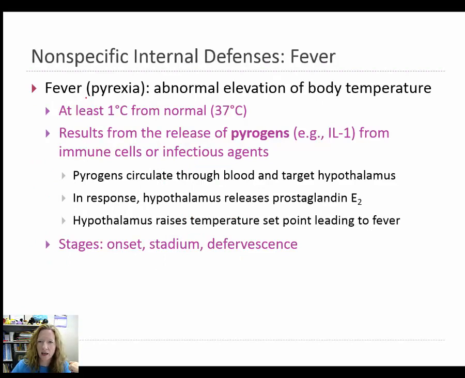So let's finish off by talking about what fever is. Fever, or pyrexia, that's another term for it, the fancy science word for it, right? Is any kind of abnormal elevation of body temperature that is at least 1 degree from normal. The reason why this occurs is because of an interleukin. This IL that you see is interleukin. Interleukin 1 or interleukin 6. So these are going to be the type of pyrogen.